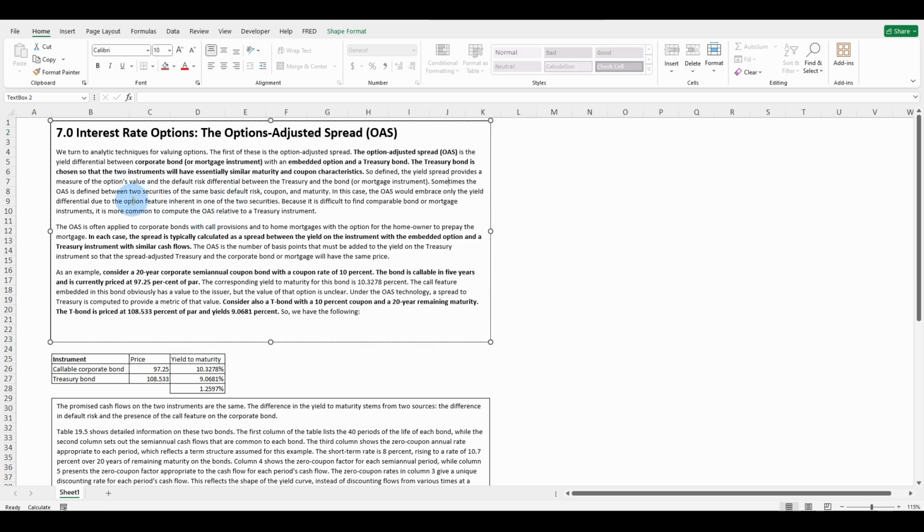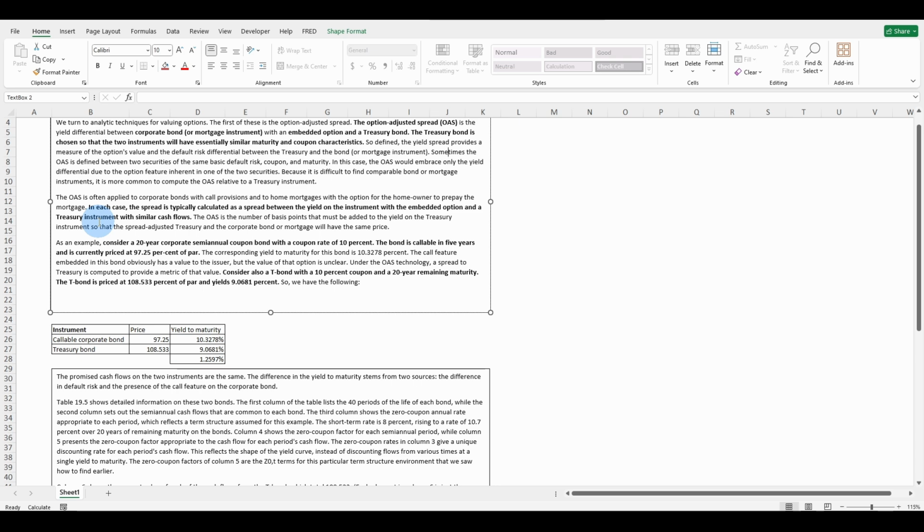Sometimes the OAS is defined between two securities of the same basic default risk, coupon and maturity. In this case, the OAS would embrace only the yield differential due to the option feature inherent in one of the two securities. Because it is difficult to find comparable bond or mortgage instruments, it is more common to compute the OAS relative to a Treasury instrument.